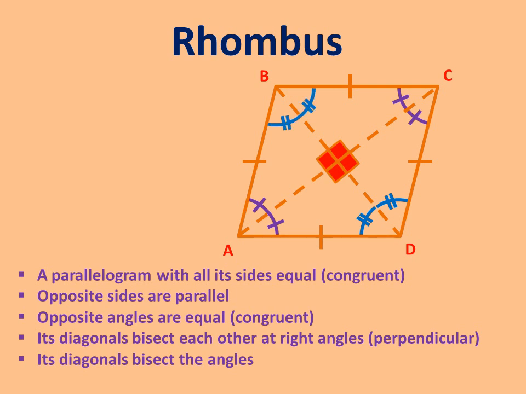Notice that if you see here in the angle A, we have two dashes. This means that the two angles are equal, and the opposite angles in the angle C are also equal. The same happens with angle B and angle D.